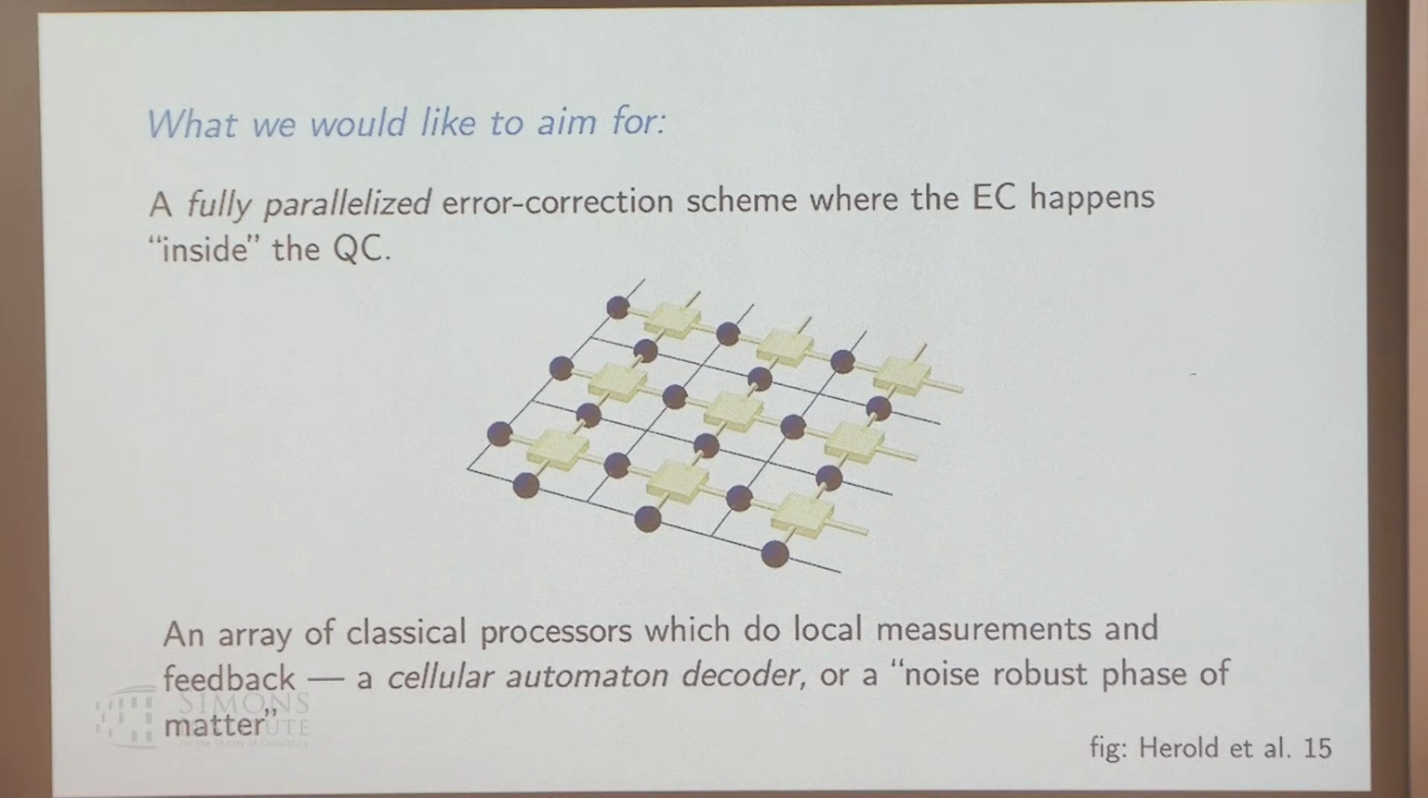If you accomplish error correction in a scheme like this, you've constructed what I'm going to call a cellular automaton decoder for the toric code. For the condensed matter people, you might call this a noise-robust phase of matter. But this is the kind of construction that we're aiming for.